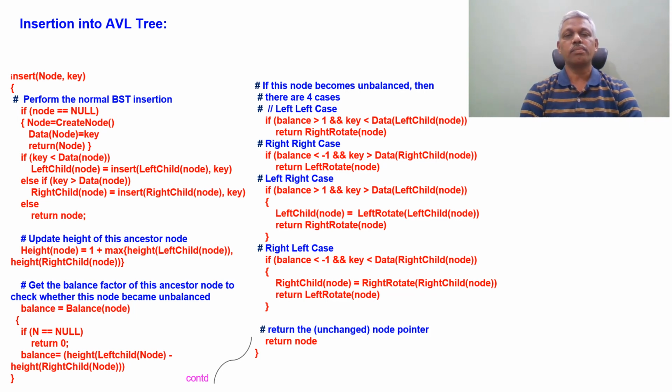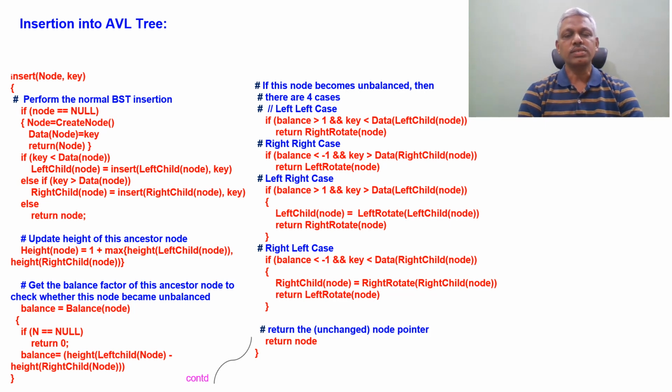The other case is balance is less than -1 and key is greater than data of right child of node. What do you mean by that? Balance may be -2 or more, -3 or so, less than -1, and key is greater than the right child of node. That means the key should be present on the right side of right child of node. This is RR type of rotation. So to achieve the balance, what do we do? We go for left rotate. So return left rotate on node.